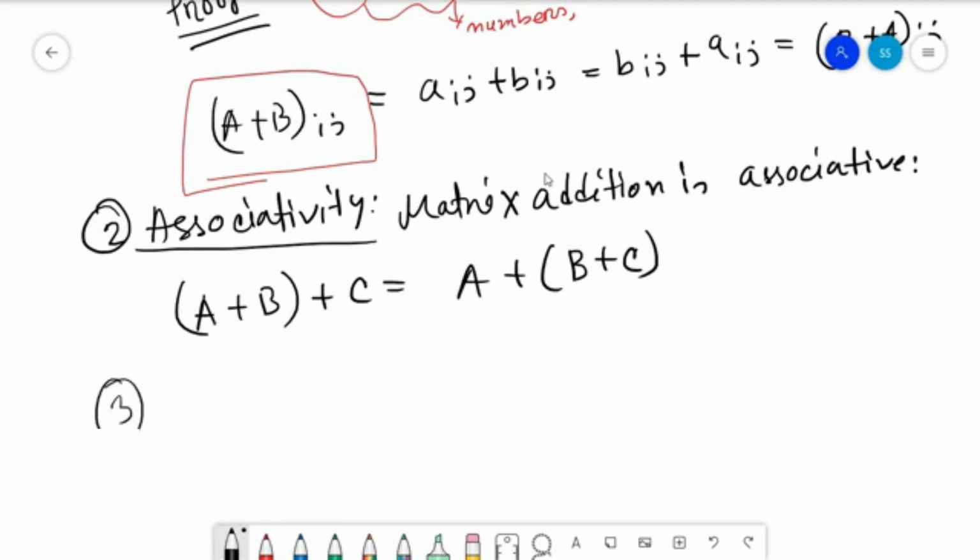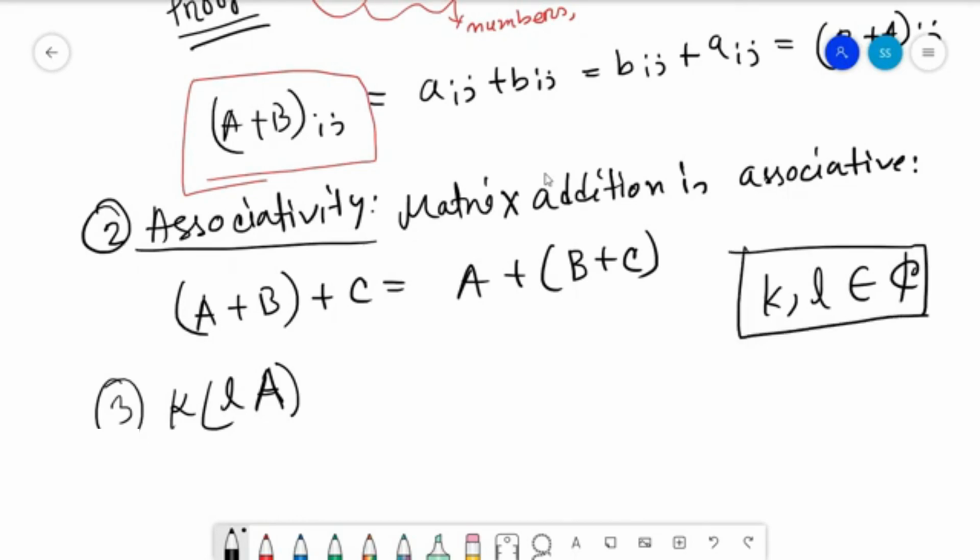Next property we want to see is about scalar multiplication. That is, if you have two scalars, by scalar I mean numbers. So let's say one scalar is K, another scalar is L, and A is our matrix. So K and L belong to the complex numbers in general. And K(LA) will be equal to L(KA). That means if you first multiply L with the matrix A and then multiply K, the result will be similar as when you multiply K with the matrix A and then multiply L with it.